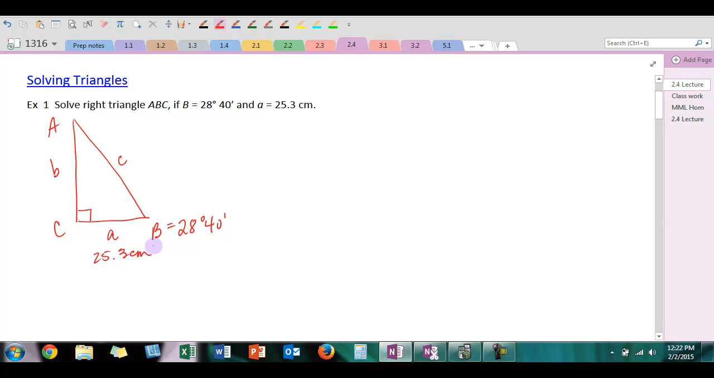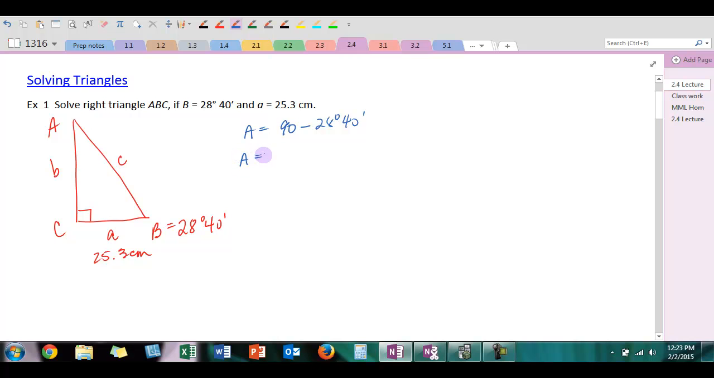Now how do we begin? I would first begin by completing what you have the most information on. So in other words, if I need to figure out what angle A is, I already know two of the three angles in my triangle, so it should be easy to find the missing angle. Since this is a right triangle, I know that angles A and B are complementary, meaning that they add up to be 90 degrees. So I'm going to use that information to solve for angle A. So angle A would be 90 minus angle B, which is 28 degrees 40 minutes.